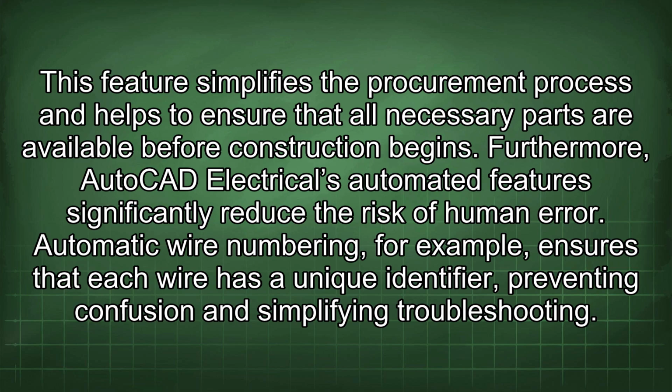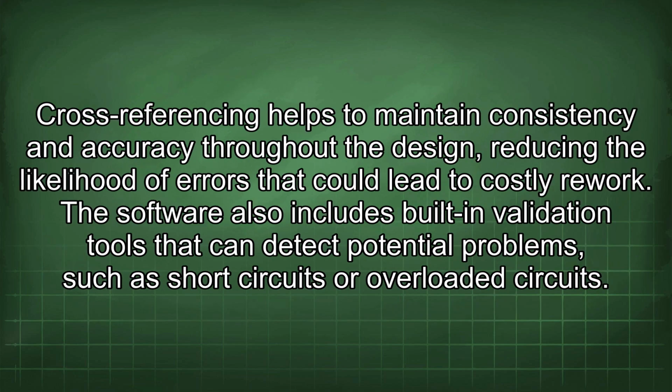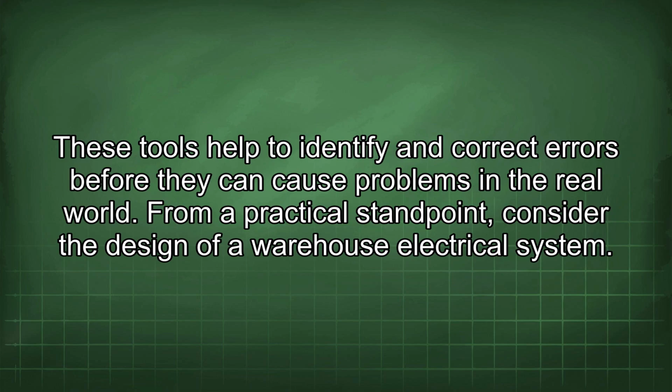Furthermore, AutoCAD Electrical's automated features significantly reduce the risk of human error. Automatic wire numbering, for example, ensures that each wire has a unique identifier, preventing confusion and simplifying troubleshooting. Cross-referencing helps to maintain consistency and accuracy throughout the design, reducing the likelihood of errors that could lead to costly rework. The software also includes built-in validation tools that can detect potential problems such as short circuits or overloaded circuits. These tools help to identify and correct errors before they can cause problems in the real world.